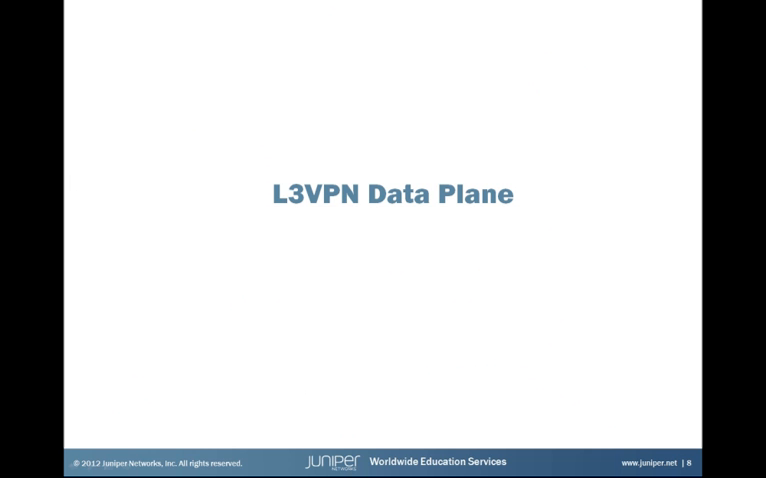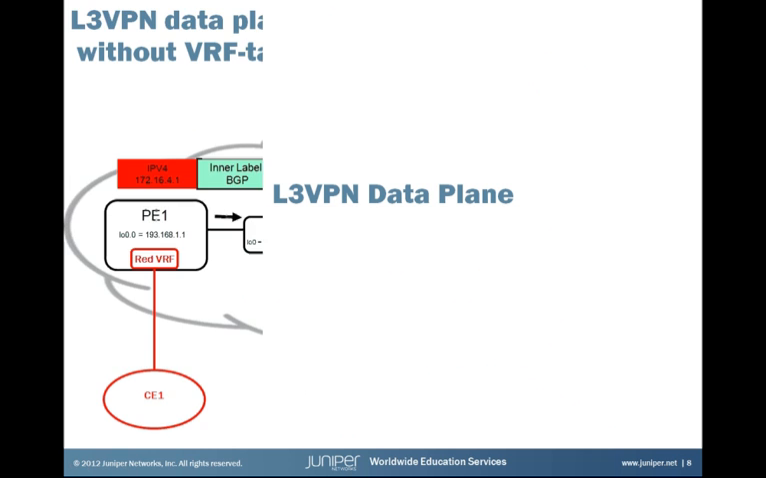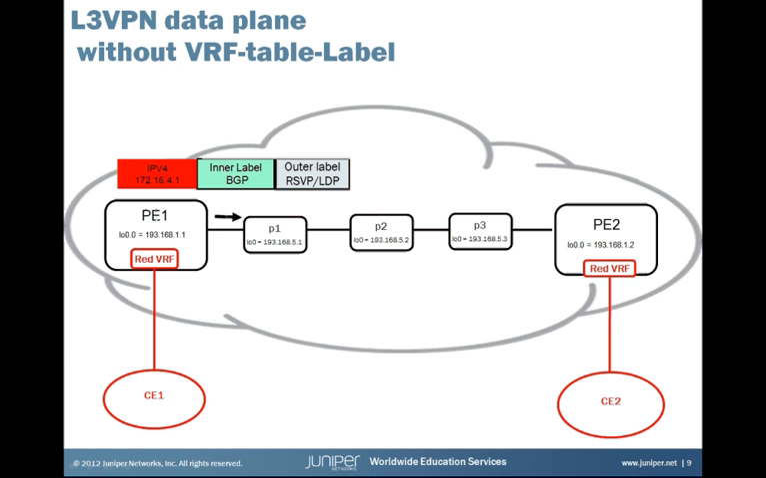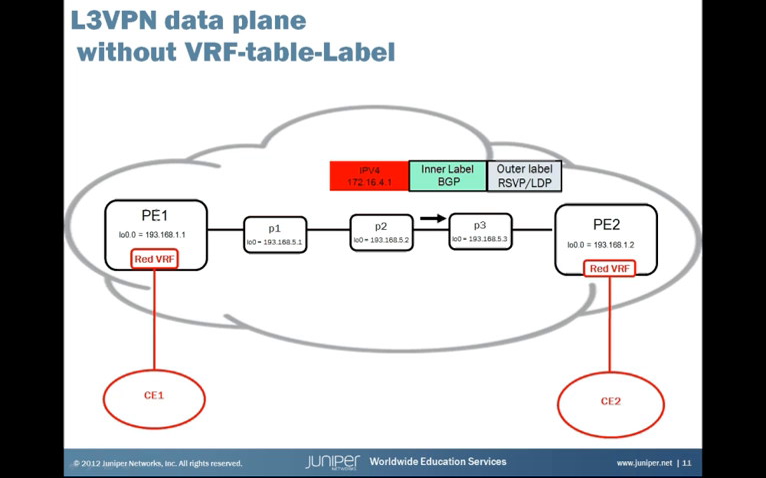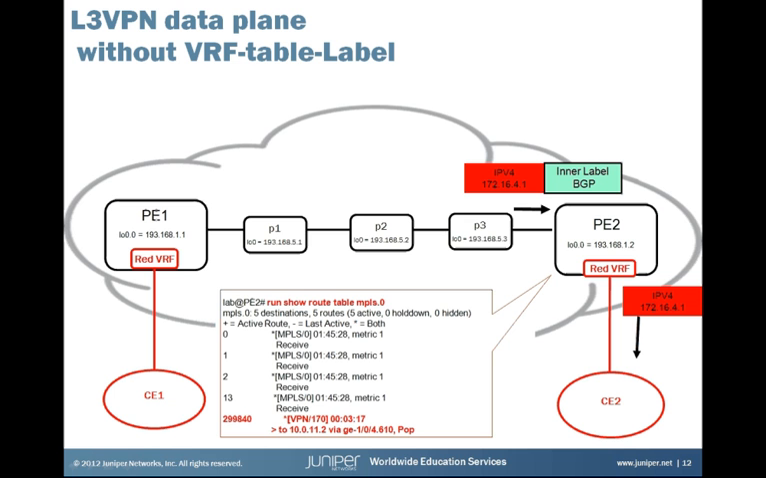What about the layer 3 VPN data plane without VRF table label, where the ingress PE pushes two labels and the PE routers swap the outer label, then the egress PE, in this case PE2, will forward the packet only based on the VPN label, as you can see in the mpls.0 table showing the exit interface and the next hop. Again, totally makes sense in most of the cases.